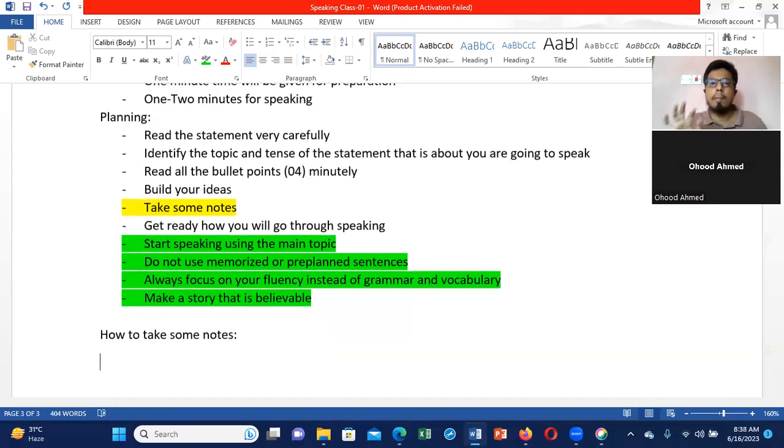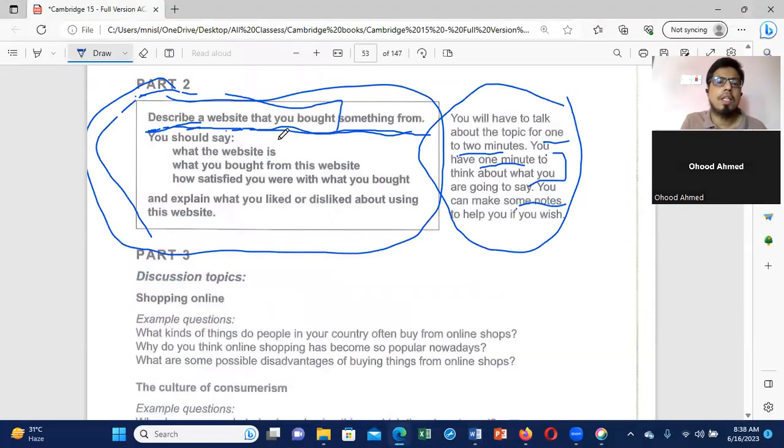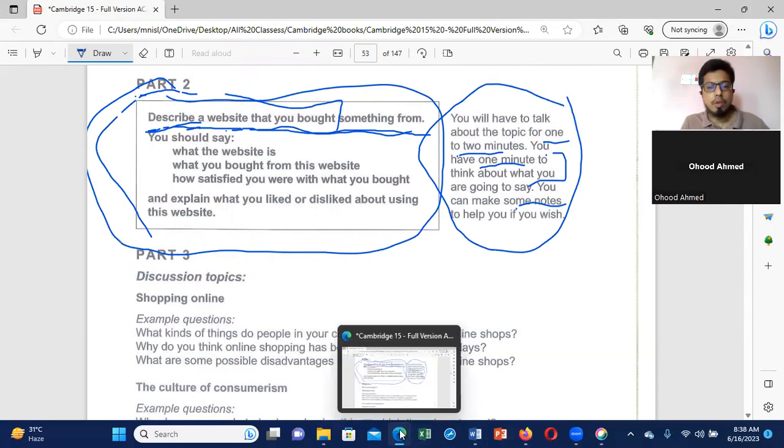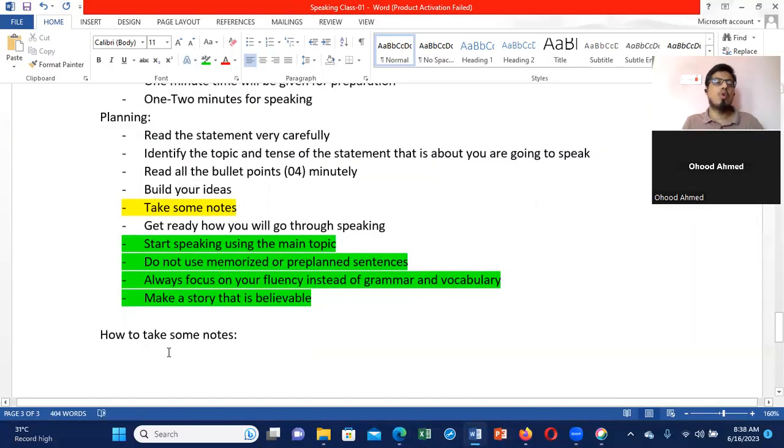Here you don't need to write complete sentences. Just see. Describe a website that you bought something from. What is the website? What did you buy from the website? How satisfied were you with that? And explain what you liked or disliked about this website. Let me show you. So what was the website? For example, I will talk about one of my local websites.